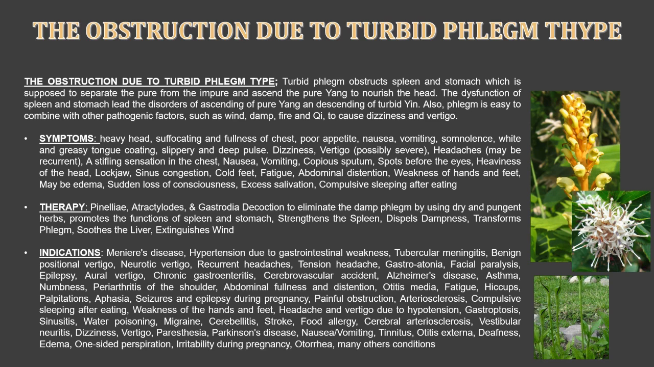atractylodes, and gastrodia decoction to eliminate the damp phlegm by using dry and pungent herbs. It also promotes the functions of the spleen and stomach, strengthens the spleen, dispels dampness, transforms phlegm, soothes the liver, and extinguishes wind. And you can see again a very wide range of indications, from Meniere's disease, hypertension, to tubercular meningitis, all the way to tinnitus, otitis, deafness, etc.